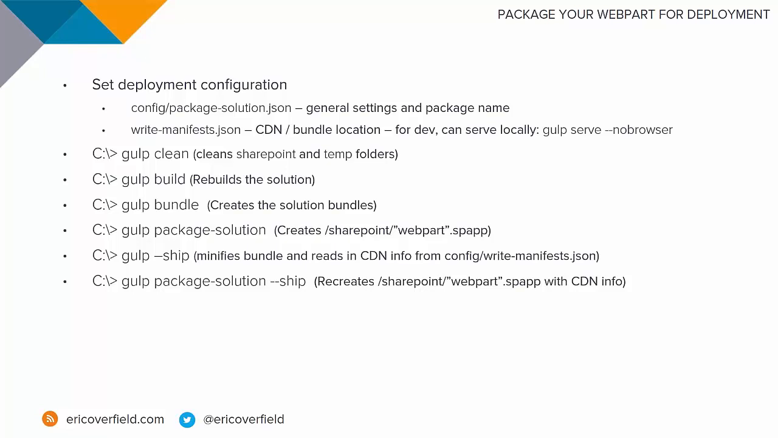There's a whole bunch of stuff you need to set, I suppose. There's the config package-solution.json. You may want to review that and make sure that your package is set up the way that you want it to. The other thing you want to do is there's a write-manifest.json also found in the config folder. This is where you're going to set up the content delivery network, or basically you're going to need to tell your web part where the JavaScript files are going to be loaded or hosted for your web part. They need to go somewhere.